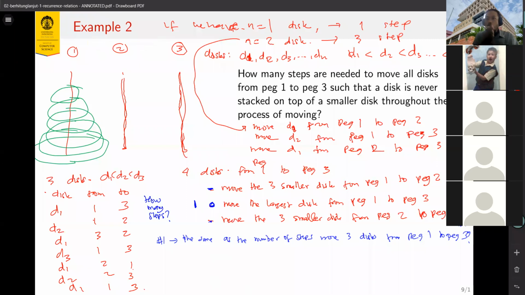So moving 3 smaller disks, moving 3 disks. Let's ignore whether we have the bigger one. But if we only have 3 disks, the number of steps to move 3 disks from pack 1 to pack 2 is exactly the same as the number of steps to move those 3 disks from pack 1 to pack 3. Is that correct, or is this true or false?